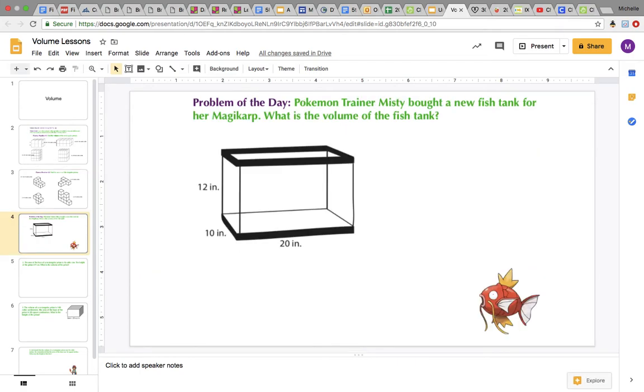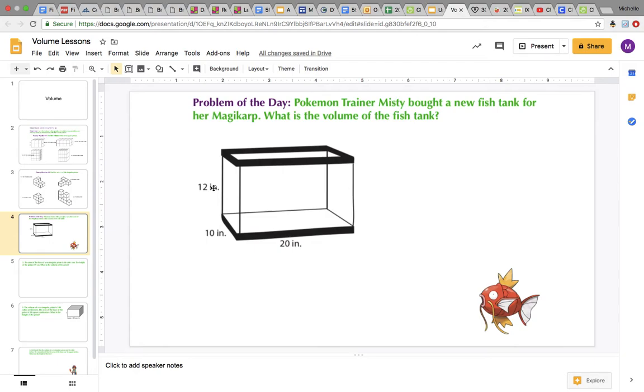So our first problem of the day here is: the Pokemon trader, Misty, bought a new fish tank for her Magikarp. What is the volume of the fish tank? Some of us might have fish tanks at home. Some may get them in the future. Volume is needed to figure out the space inside, the amount of water you'll need for the fish tank. So here are our dimensions of our fish tank. We've got 20 inches in length, 10 inches in width, and 12 inches in height. So what is the volume for the fish tank?